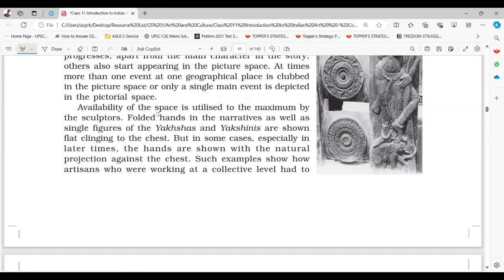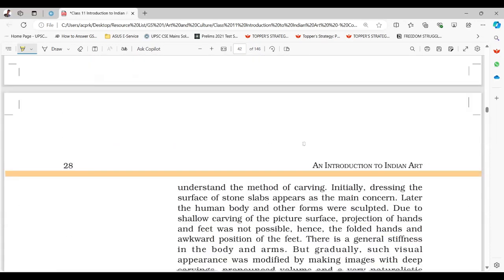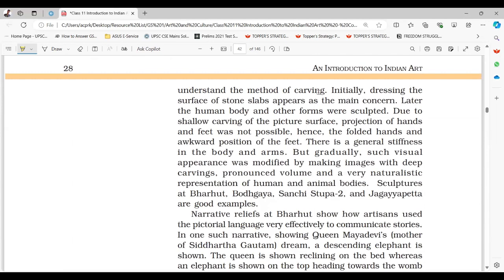Folded hands in the narratives, as well as single figures of yakshas and yakshinis, are shown flat, clinging to the chest. But in some cases, especially in later times, the hands are shown with a natural projection against the chest. Such examples show how artisans who were working at a collective level had to understand the method of carving. Initially, dressing the surface of stone slabs appears as the main concern. Later, the human body and other forms were sculpted.